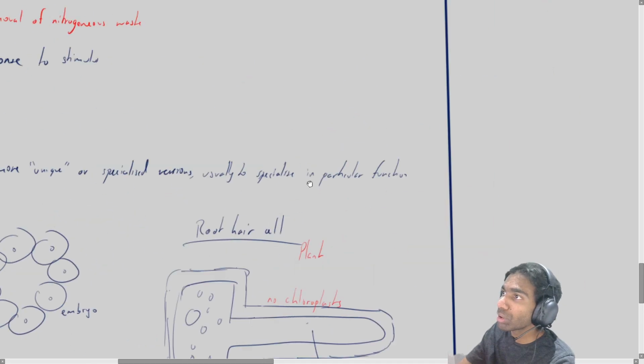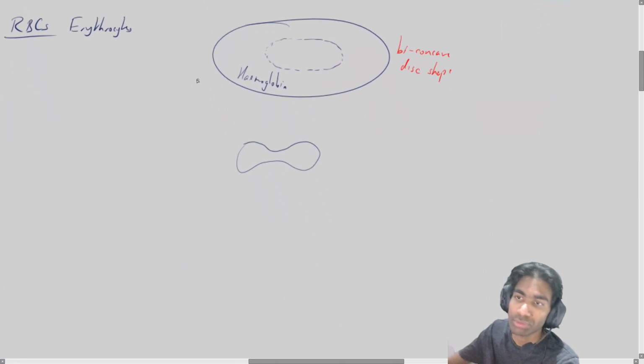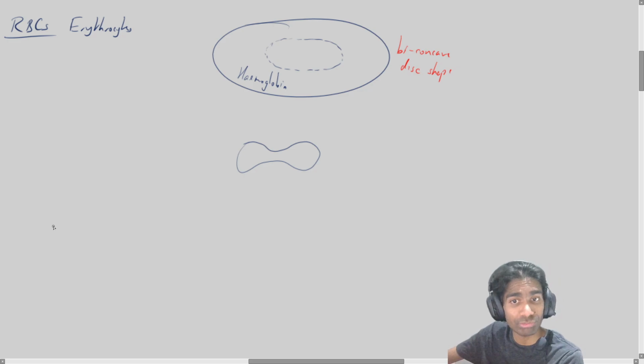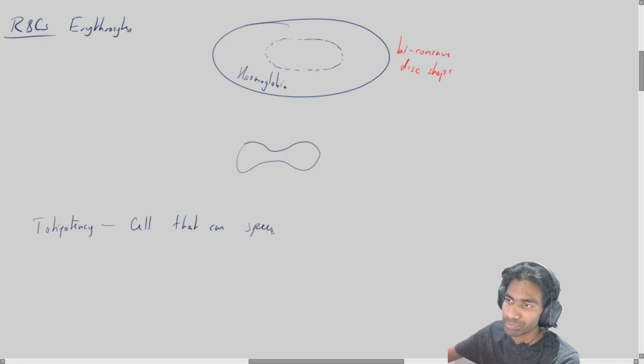We call this differentiation, specialization, and the ability of a cell to divide into many different things is called totipotency. Potent means the ability or the strength. Toti means everything. So totipotency means it's a cell that can specialize into many different kinds of cells, into other kinds.